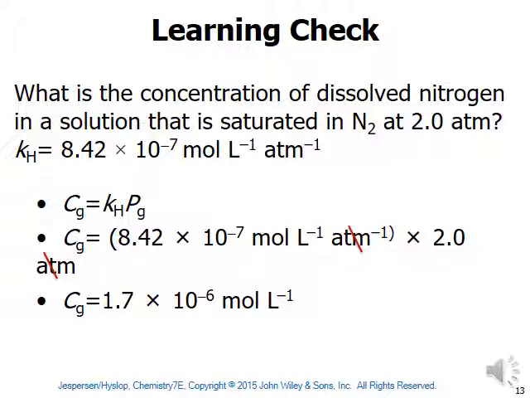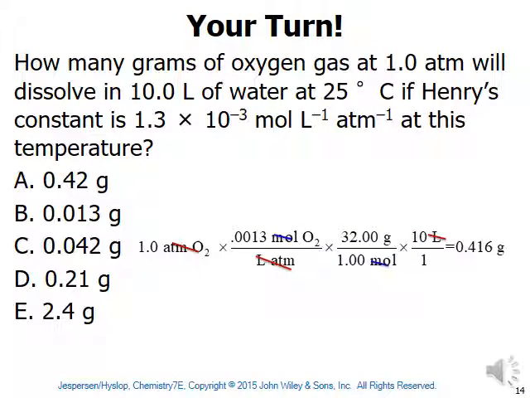Okay, what is the concentration of dissolved nitrogen in a solution that is saturated at 2.0 atmospheres? So what we're doing is using the initial equation here. We want to find concentration. We know K, we know our pressure, and then our final concentration of the nitrogen is this here. Okay, so this next problem, you have to think about it.